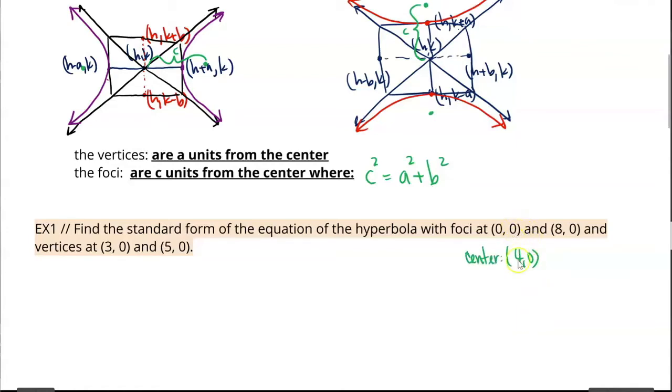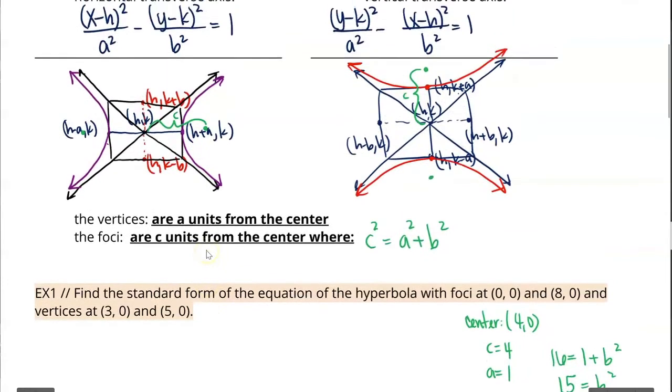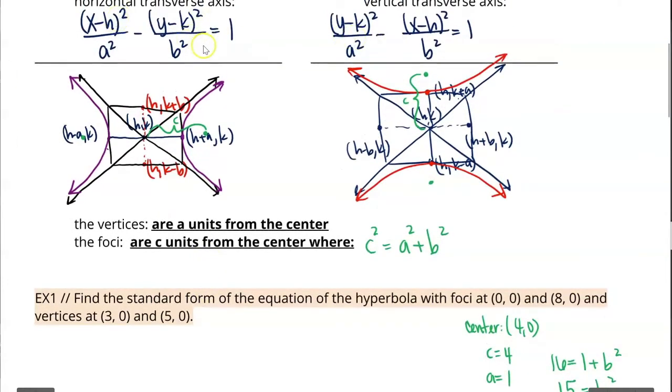And then our foci are c units away from that. So our c value is going to be 4 because each of these points is 4 units away from 4, 0. The vertices are going to give us our a value, and the distance from these points to the center is 1 unit, so our a value is 1. We can find b from that. So c squared is equal to a squared plus b squared. So our b squared is going to be 15. I could take the square root of that, but I actually need b squared to be able to write the equation.